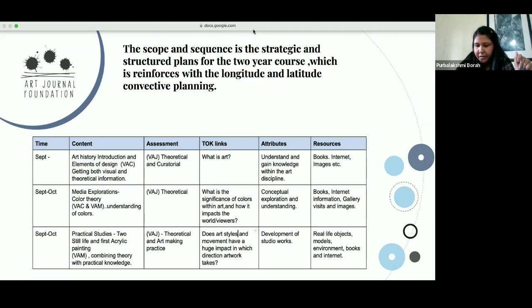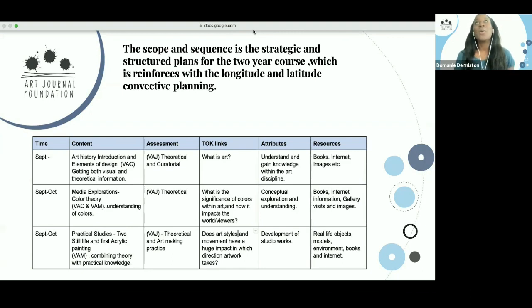Actually, recently I had a review of my unit plan with my department, and they asked me to create an ATL statement, mapping ATL statements with my unit plan, where I'm finding it a little difficult as it is very new for me. So if you can give us some insight regarding that.